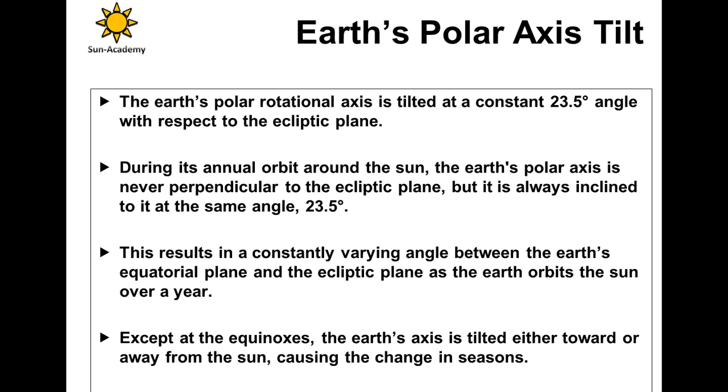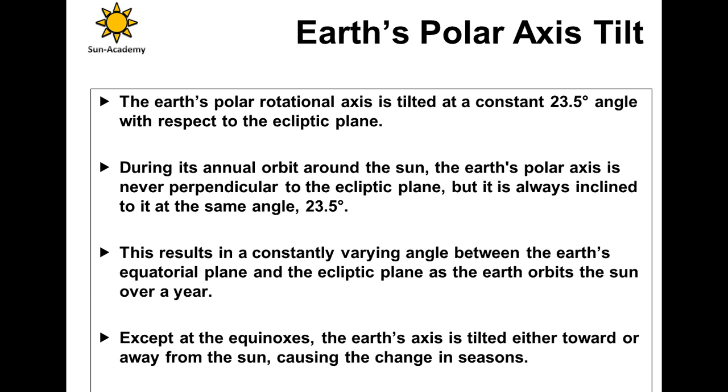The Earth's tilt is 23.5 degrees and does not change. However, the angle between the Earth's equatorial plane and the Sun's rays changes constantly. The Earth's polar rotational axis is tilted at a constant 23.5 degrees with respect to the ecliptic plane. During its annual orbit around the Sun, the Earth's polar axis is never perpendicular to the ecliptic plane, but is always inclined at an angle of 23.5 degrees.